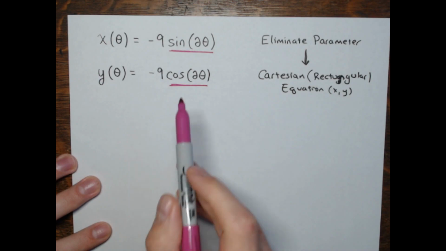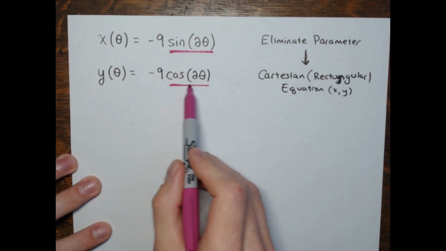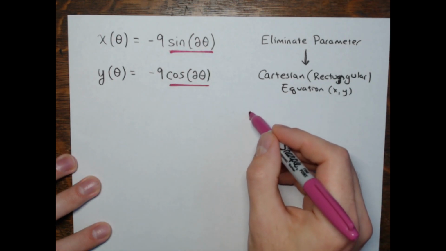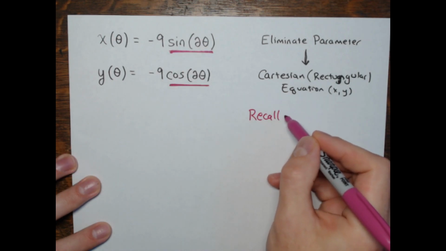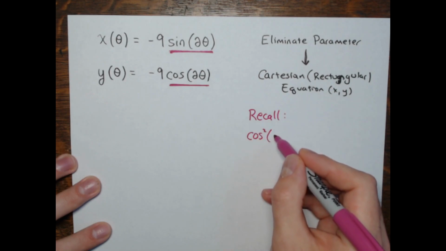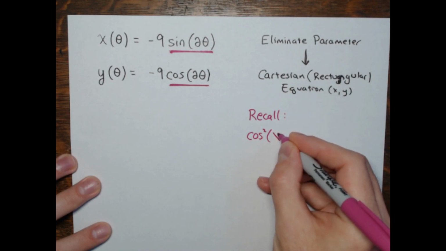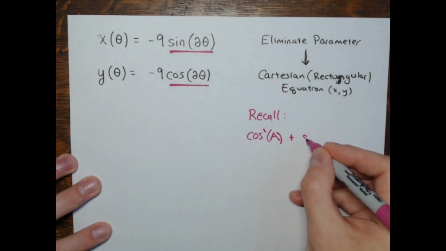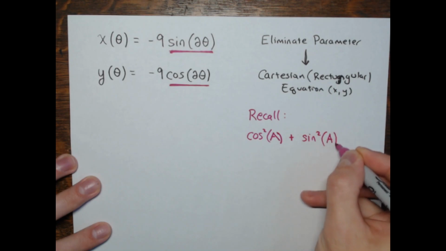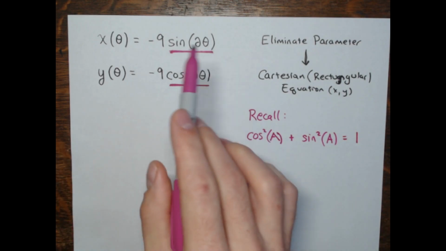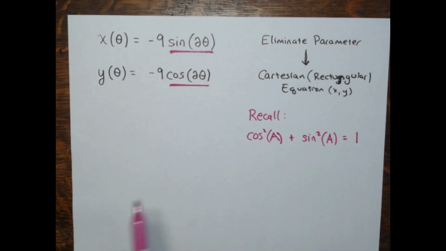These parametric equations that involve sine and cosine of the same argument like this, sine of 2 theta, cosine of 2 theta, you're going to be making use of this. Recall that cosine squared of something, so I'll use a, because there's already theta up here, plus sine squared of that same argument, will always be equal to 1. So these parametric equations that involve sine and cosine, I'm going to use this fact.